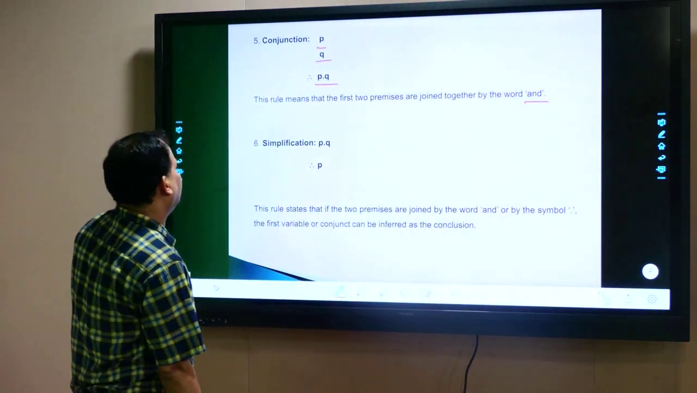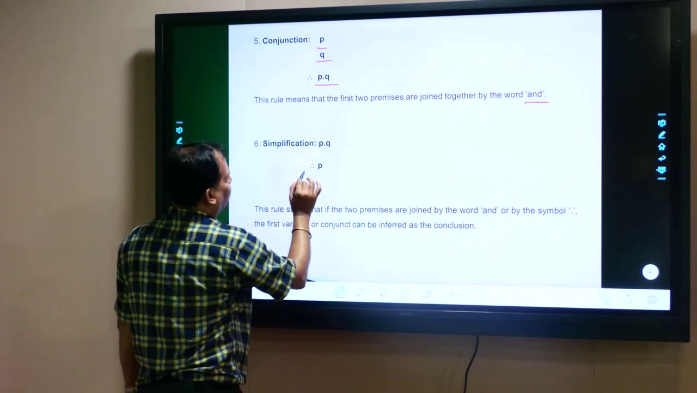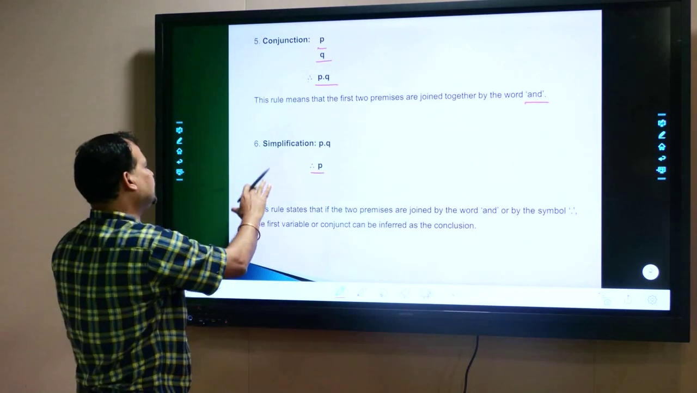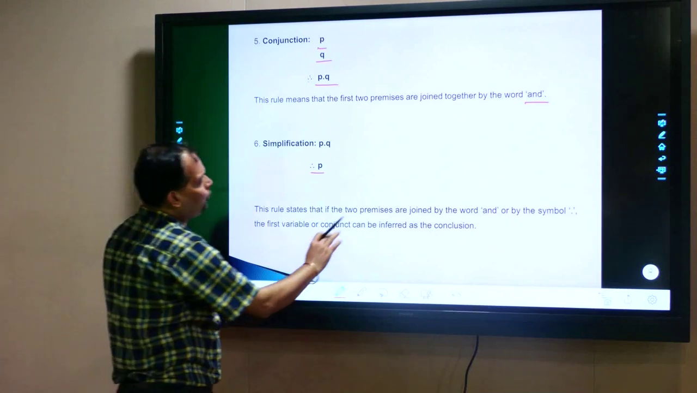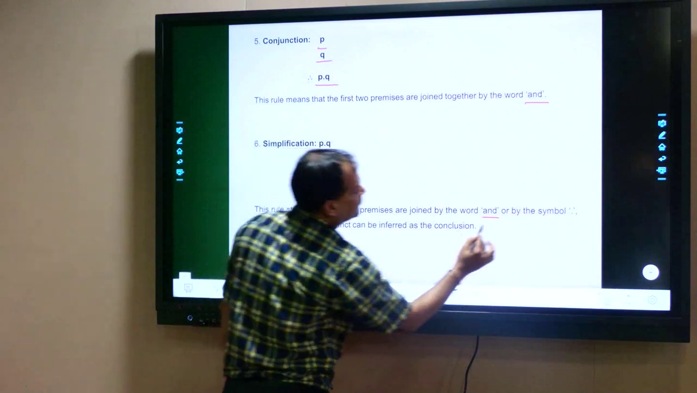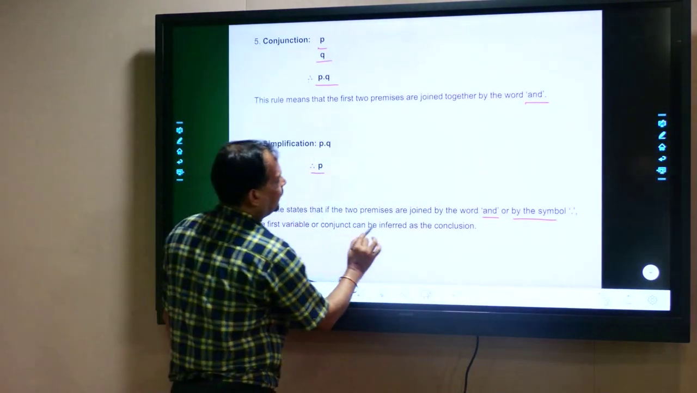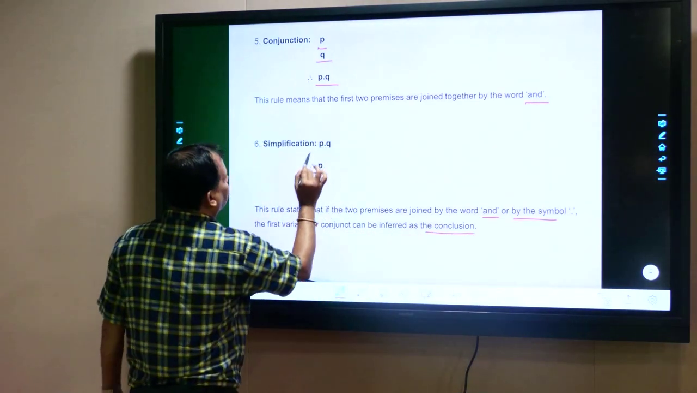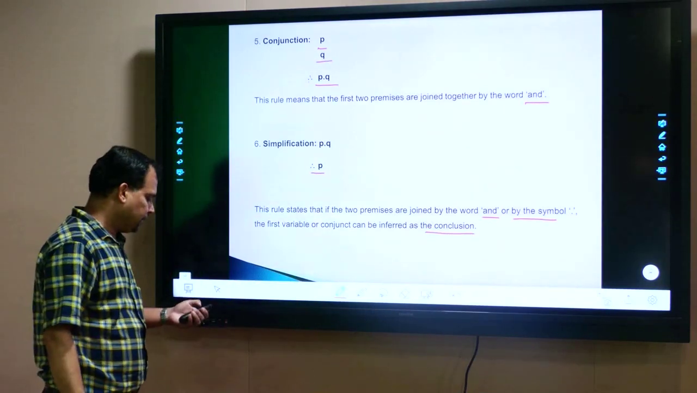Next one, you see, the simplification rule. P dot Q, therefore only P. So this is the rule of simplification. This rule states that if the two premises are joined by the word AND or by the symbol dot, the first variable or conjunct can be inferred as the conclusion. P dot Q, therefore P. So this is the rule of simplification.